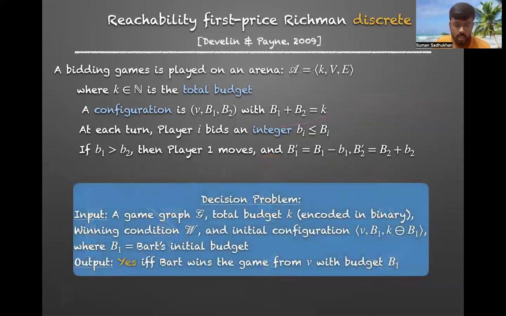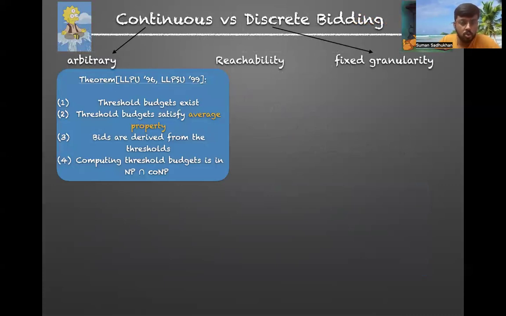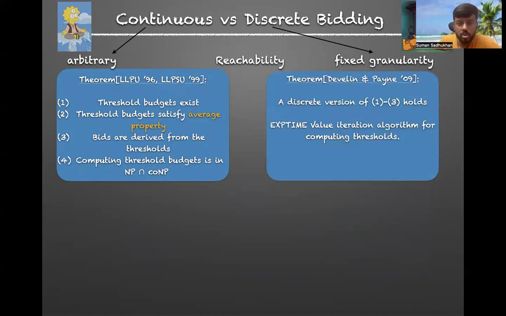We had just the decision problem, asking whether for a given initial budget Bart can win or not. Let me go through the literature a bit for both continuous and discrete. For continuous bidding, I have shown that from the 90s, we knew that the threshold budget exists, the average property, how the optimal bids look like, and computing the threshold budgets for any intersection point P.